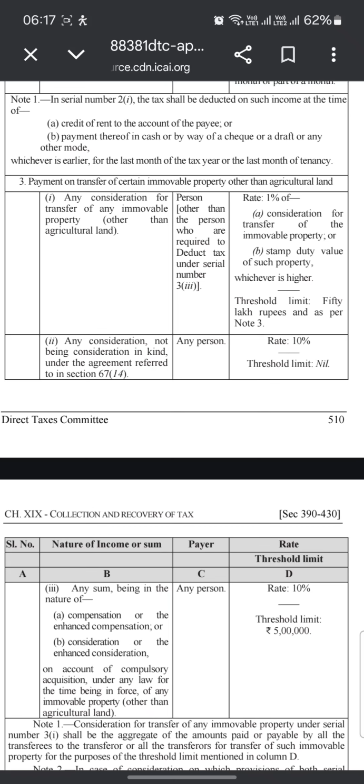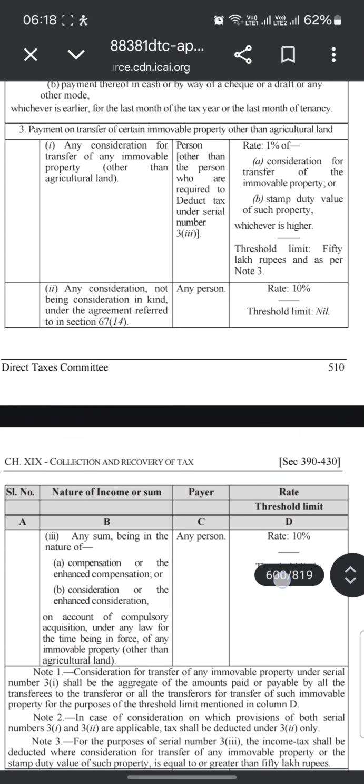Payment on transfer of certain immovable properties other than agricultural land. Any consideration for transfer of any immovable property other than agricultural land, other than the persons who are required to deduct tax under serial number 33, the rate would be 1% of the consideration for transfer of immovable property or the stamp duty value of such property, whichever is higher. The threshold limit is 15 lakh rupees as per note 3.